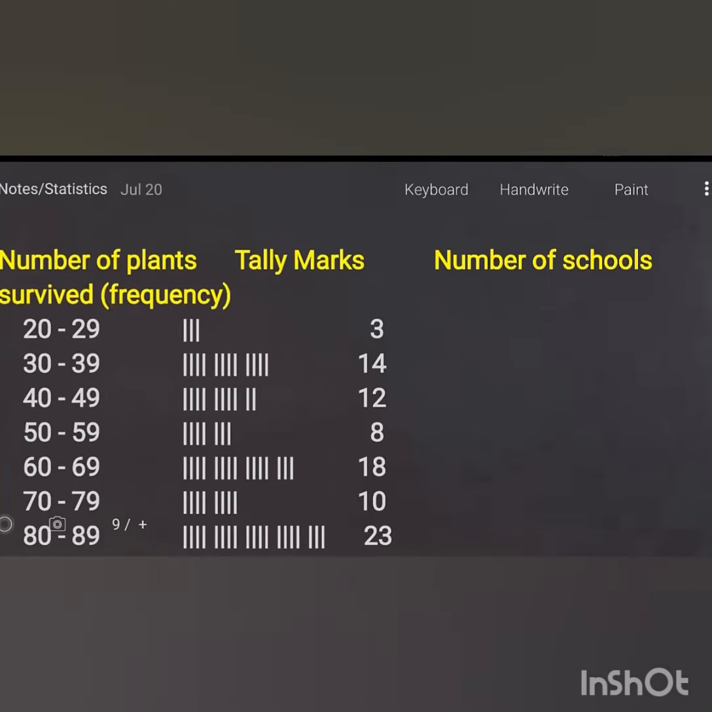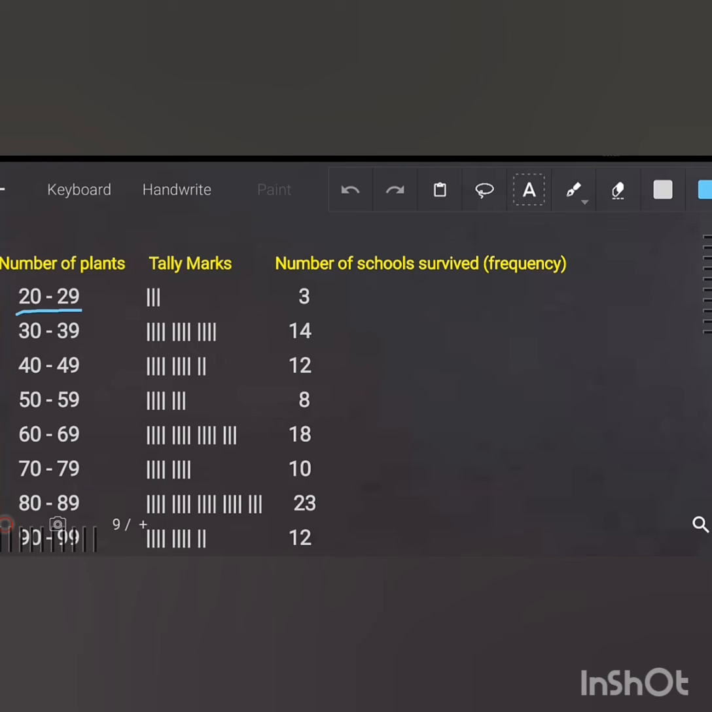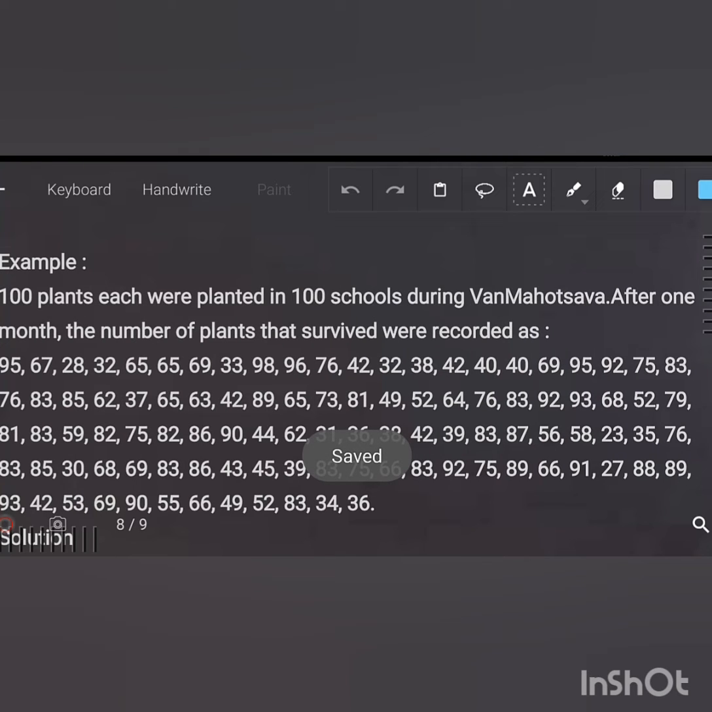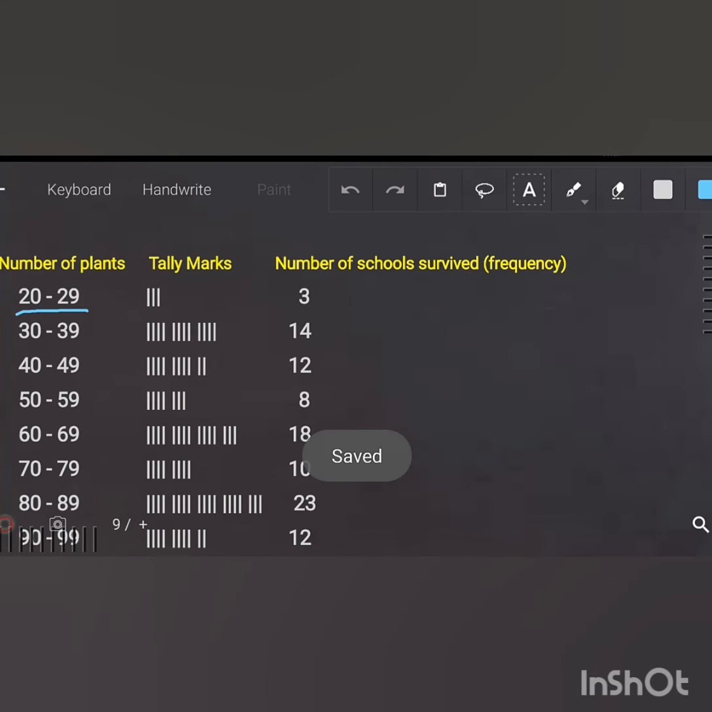20-29. How many numbers are there? 1, 2, 3, that's all, 3 numbers. So we'll take tally marks, 3 tally marks, and then the number of trees survived is 3.